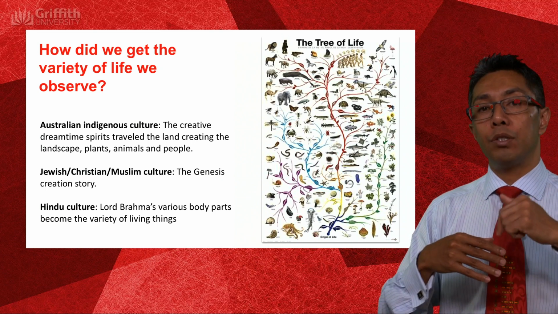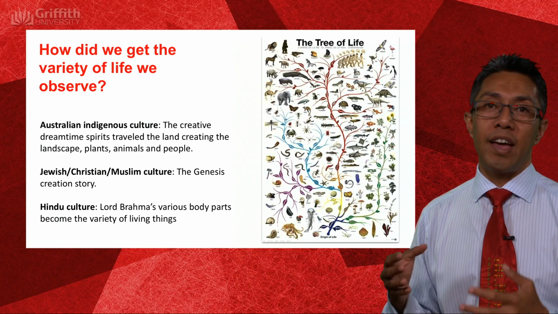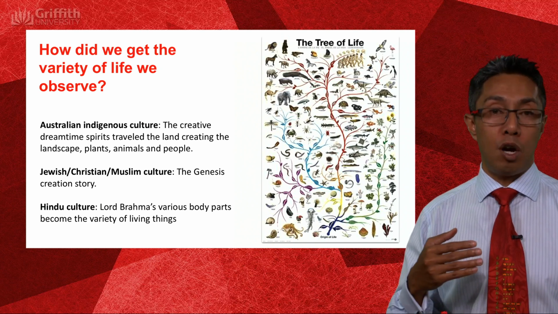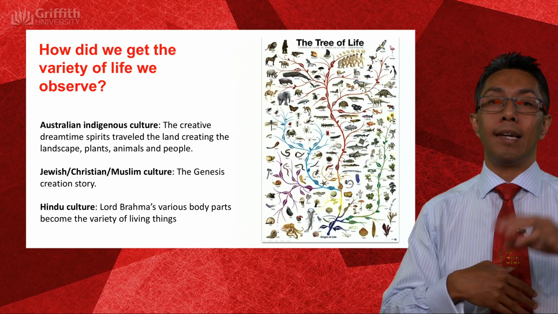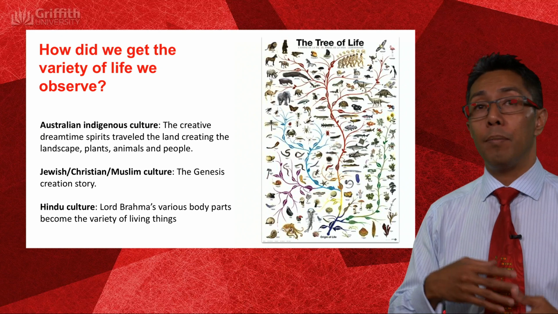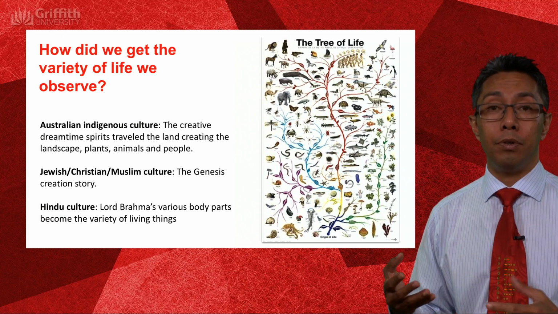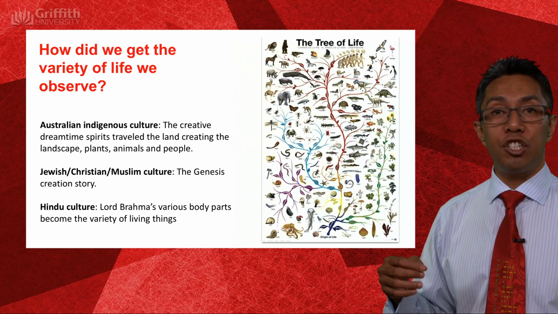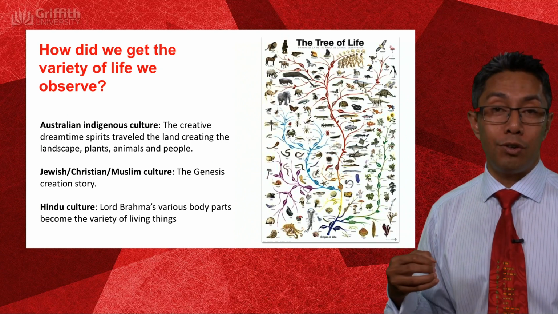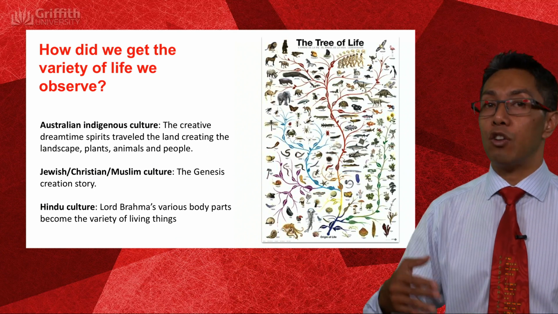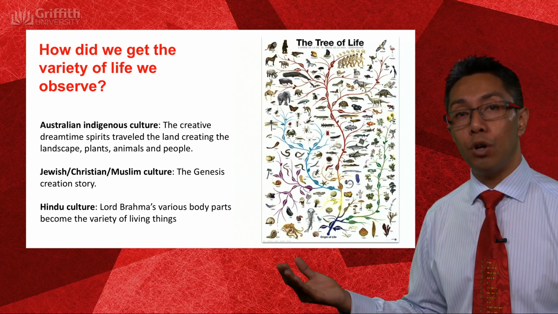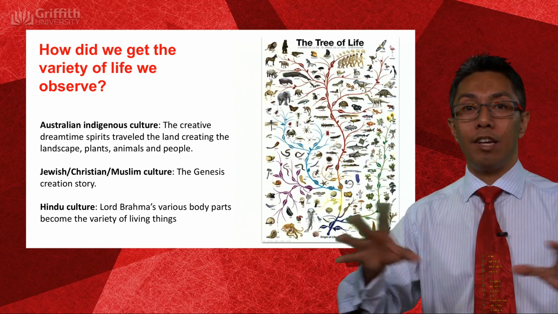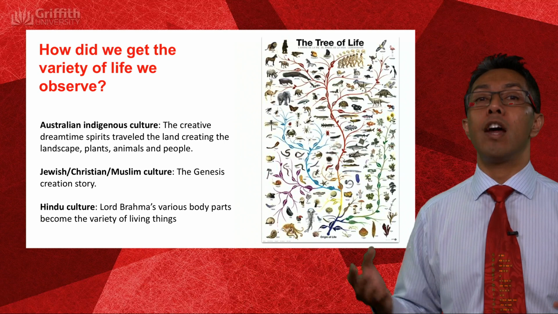The Australian Indigenous cultures explain the diversity in terms of the creative dreamtime spirits that travel the landscape, making landforms, rivers, lakes, but also the land, the animals, and the people. Within the Judeo-Christian heritage, we have the Genesis creation story: Garden of Eden, 7-day creation, and so forth. In Hindu culture, they talk about Lord Brahma and his various body parts breaking off or being chopped up and becoming the variety of living things.